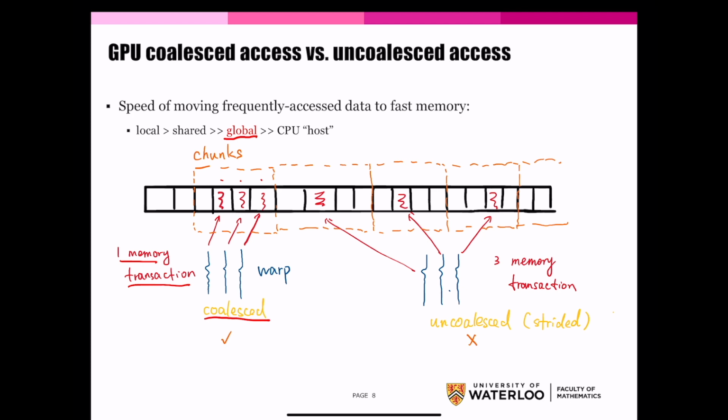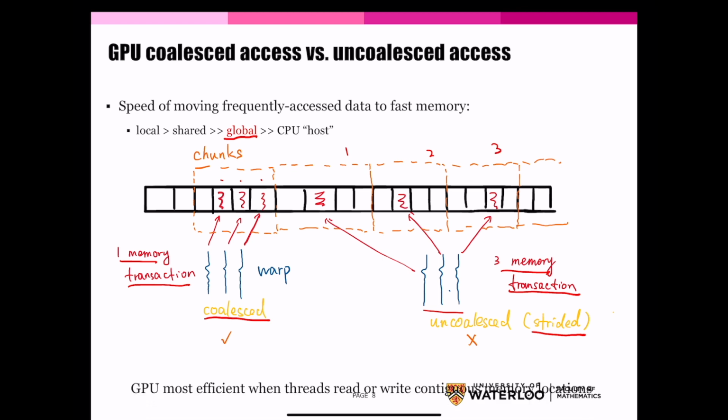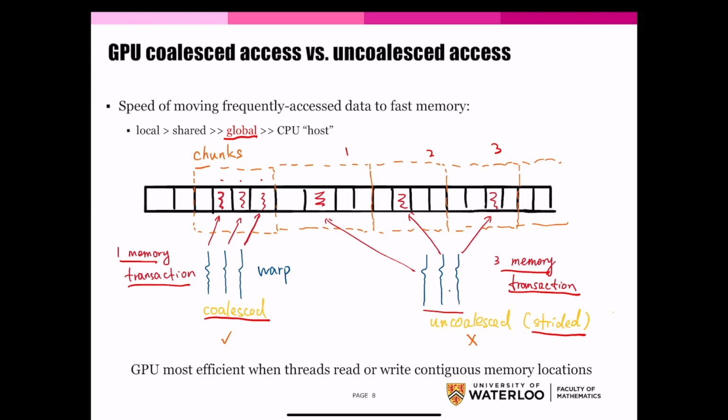For uncoalesced access, we also have a warp of 3 threads. And the memory we want to access is strided. So we can also say it is a strided memory access. In this example, we have 3 memory transactions because we have 1, 2, 3 chunks we need to access. GPU is most efficient when threads read or write contiguous memory locations.